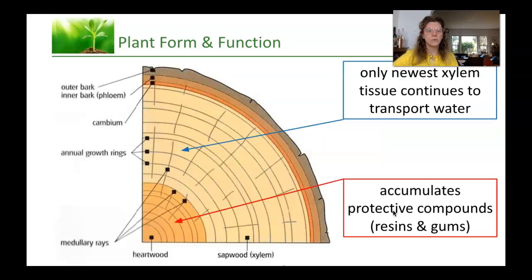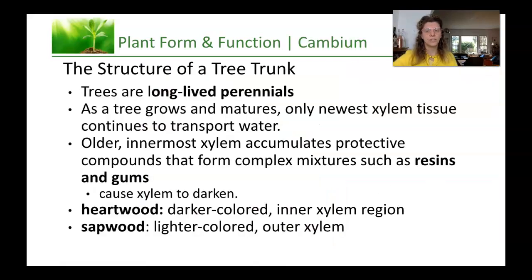So you may have heard the term heartwood. Heartwood is associated with what is very much in the center. It's where we see accumulation of protective compounds, so resins and gums. On the other hand, we have sapwood, which is only the newest xylem tissue, and it continues to transport water. So that's the structure of the tree trunk.